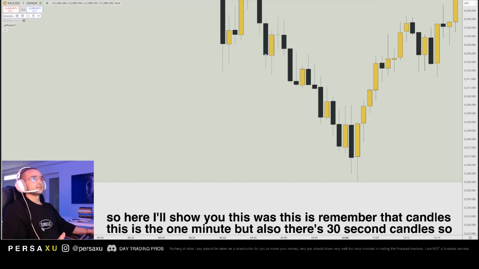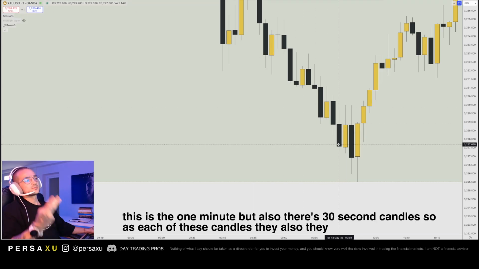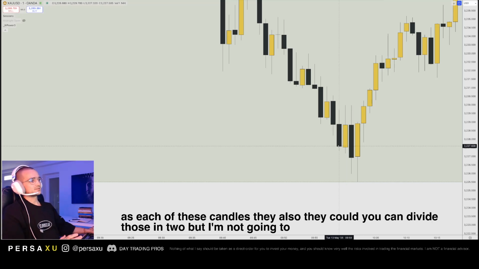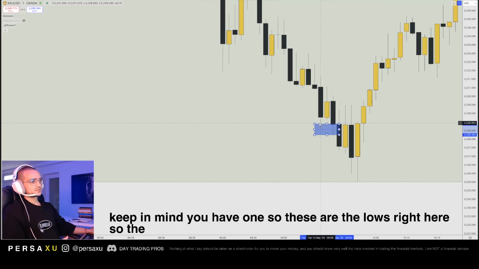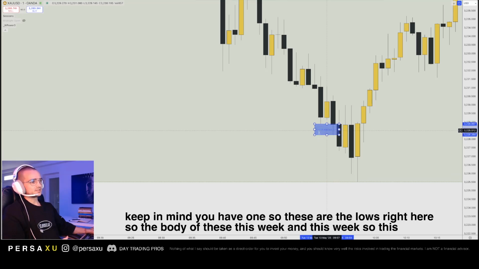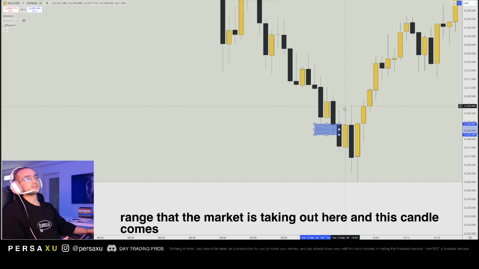So as each of these candles, you can divide those in two, but I'm not going to confuse you with that. Just keep in mind you have one. So these are the lows right here. So the body of these, this wick and this wick. So this is the range that the market is taking out here, and this candle comes back into that. You see that?